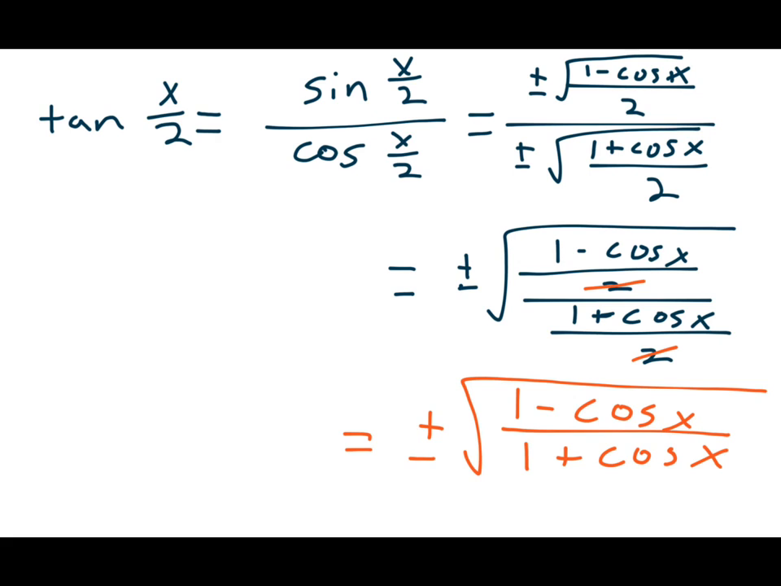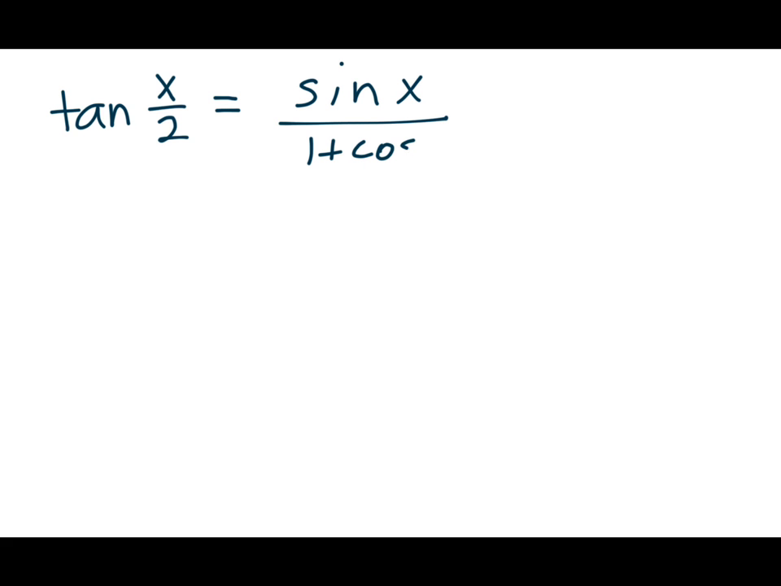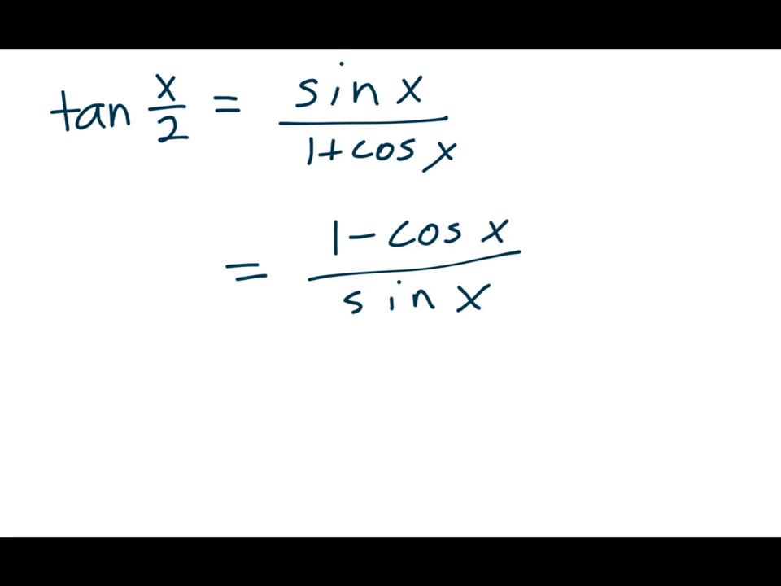Now, there's two more different versions of that. You can also change some things around and make that sine of x over 1 plus cosine of x, or you can do 1 minus cosine of x over sine of x. They're all equivalent things. It's just you can move stuff around like I've been moving everything around using identities.